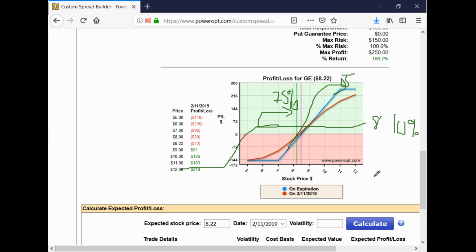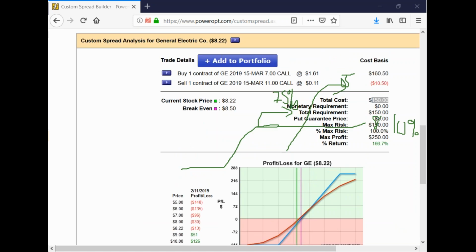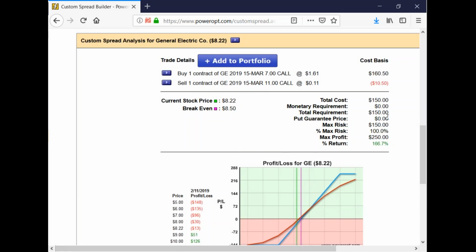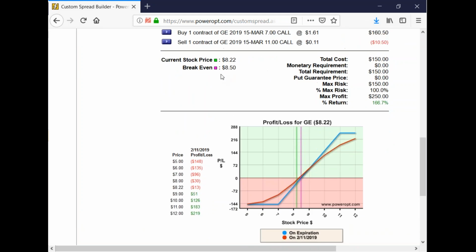As Sam comments, it's like a 50-50 trade where we have a 1-to-2 risk-reward ratio. Okay, so if the stock does go up above 11, he could make 250 for a cost of 150. It's about a 50-50 shot. His break even, of course, is only 850, and he's getting close to that as well.